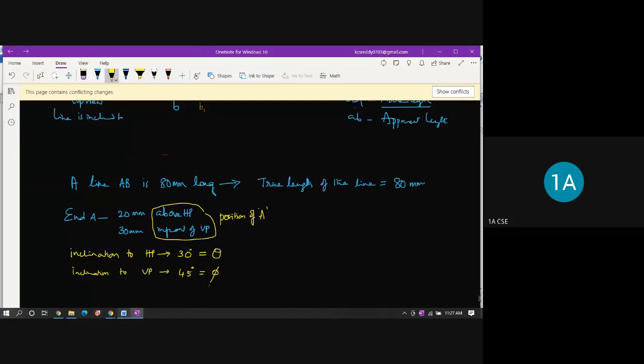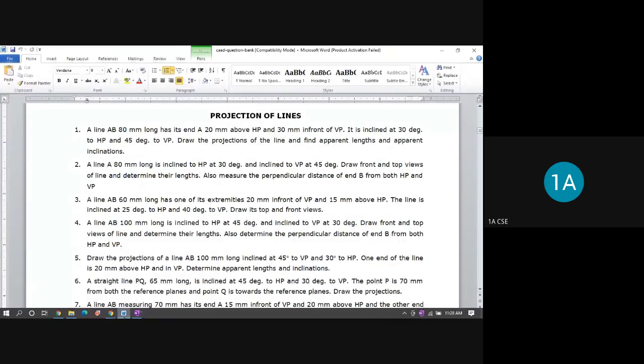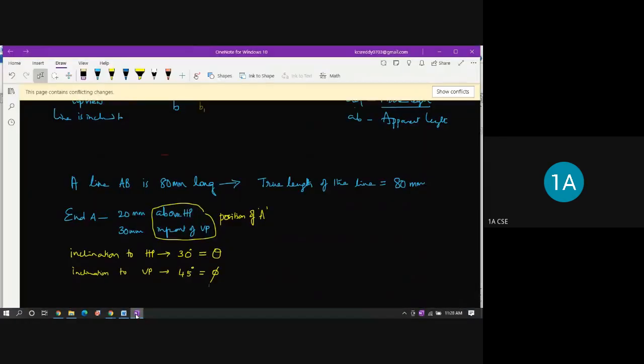Then what is it asking us to do? Draw the projection of the line and find apparent lengths and apparent inclinations. It is very clear here. So what is meant by apparent lengths? As we told, A dash B dash is the apparent length and also AB. So these are called apparent lengths. And apparent inclinations are nothing but alpha, beta. So we need to find this out.